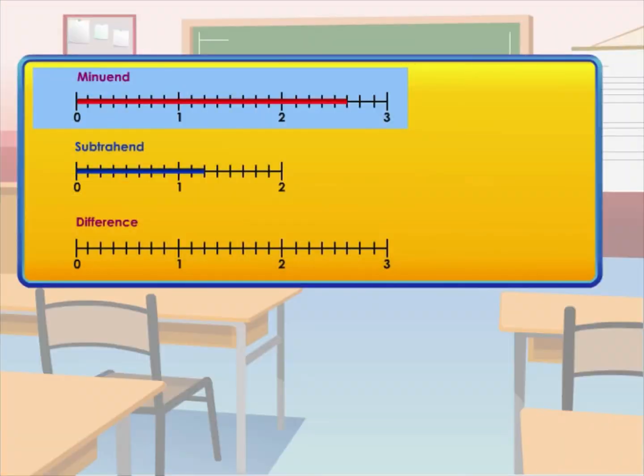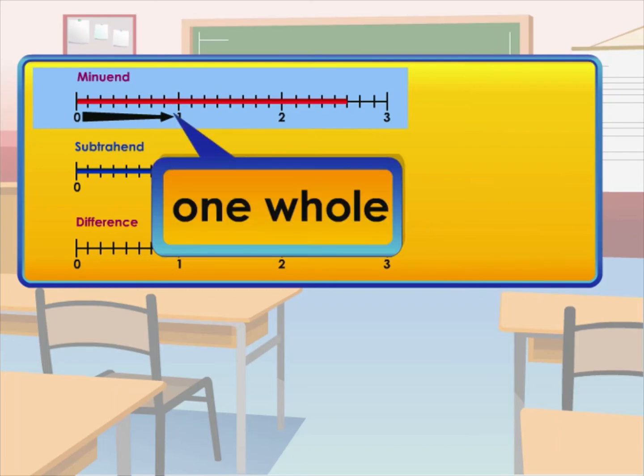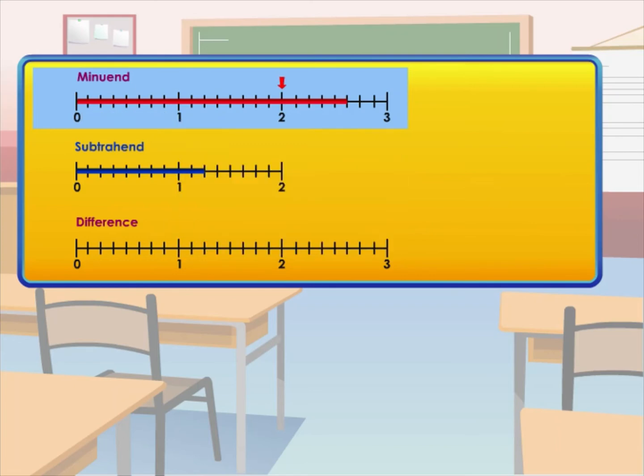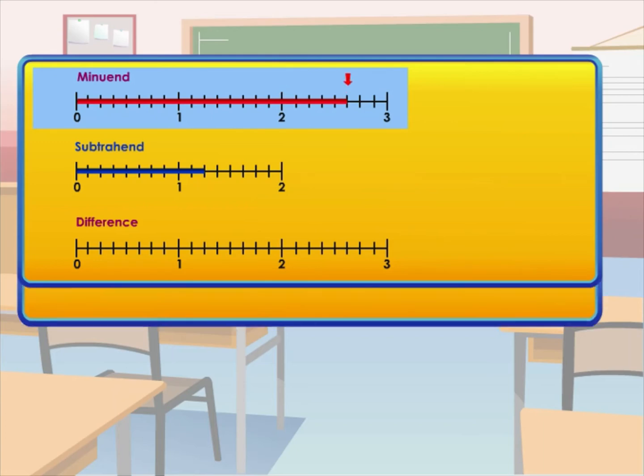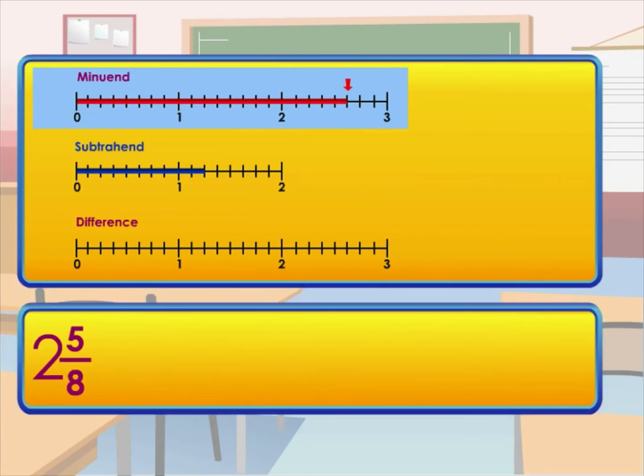The lines are divided into 8 parts. From 0 to 1 is 1 whole. The red line stops at 2 whole and 5 parts of 8. So you read it as 2 and 5 over 8 or 2 and 5 eighths.